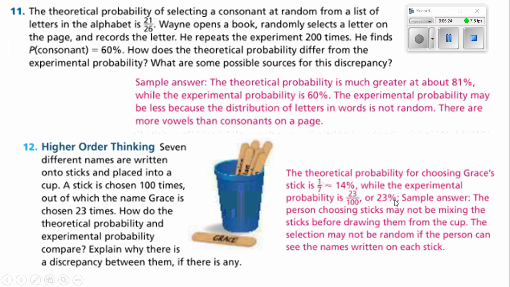And that's 23%. The person choosing sticks may not be mixing the sticks before drawing them from a cup. The selection might not be random if the person can see the names written on each stick. Now remember, if he can see them, he might purposely be picking Grace.